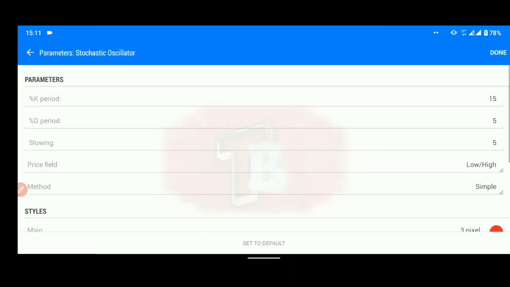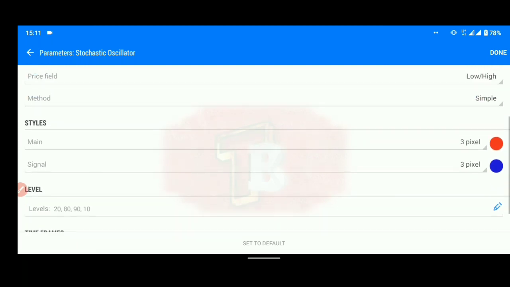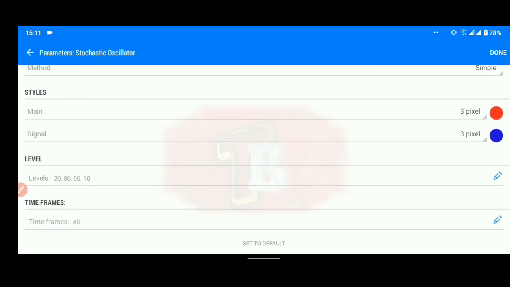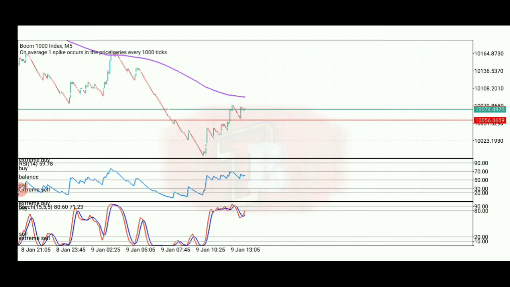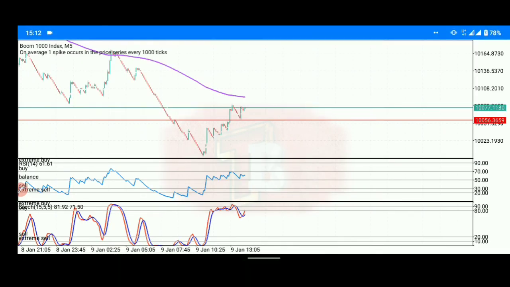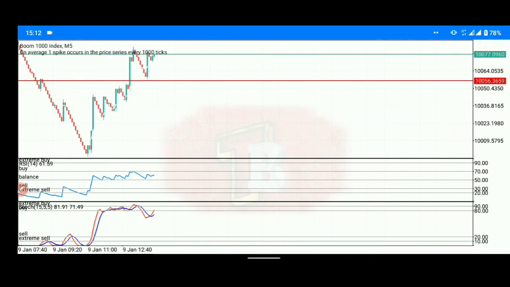Then we'll go back. As you can see, now the main is 3 pixel, the signal is 3 pixel. All right, so we press done. Go back to your chart. This is what we have on our chart now. Remember, second zoom level. This is our second zoom level.